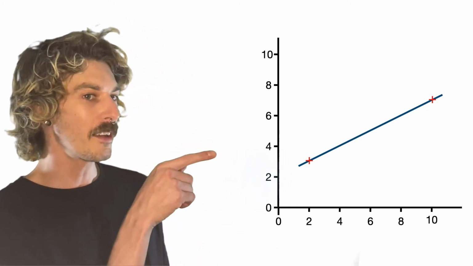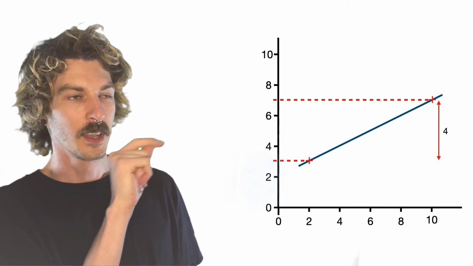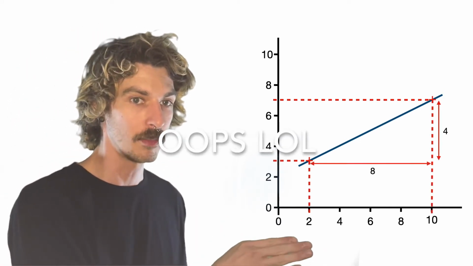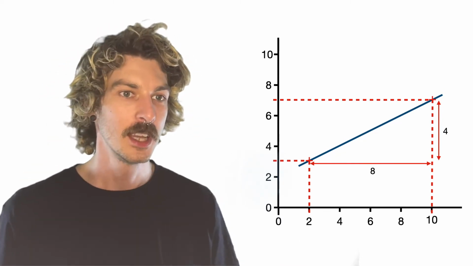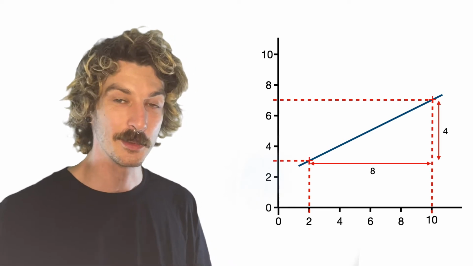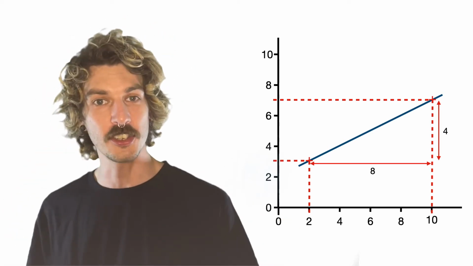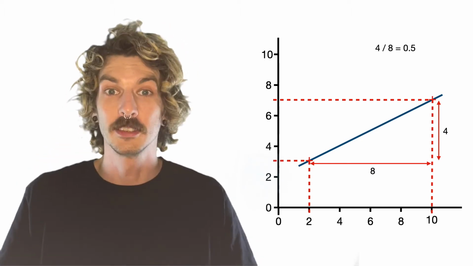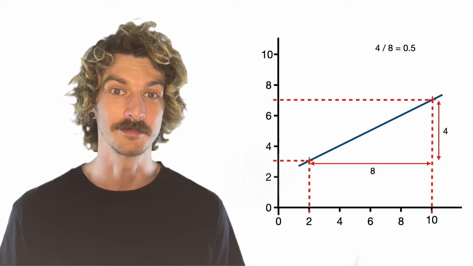I can see that the y values go from 3 to 7, and the x values go from 2 to 10. So the y values change by 4, 3 to 7 is 4. The x values change by 8, 2 to 10 is 8. So the change in y values divided by the change in x values, 4 divided by 8 gives me half, or 0.5. So the gradient of this graph is 0.5.